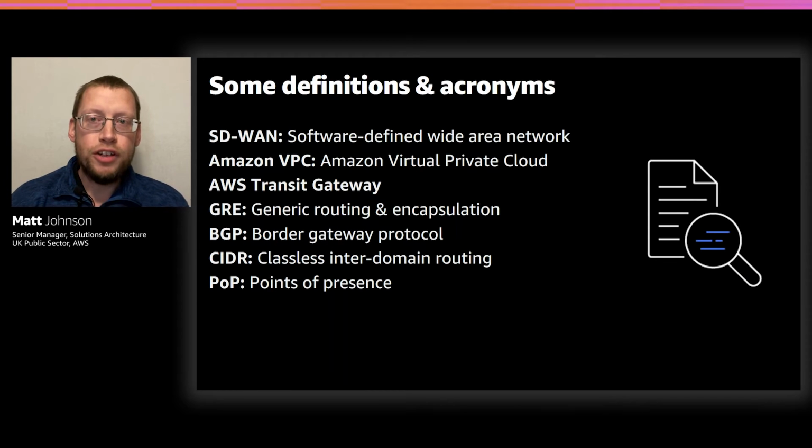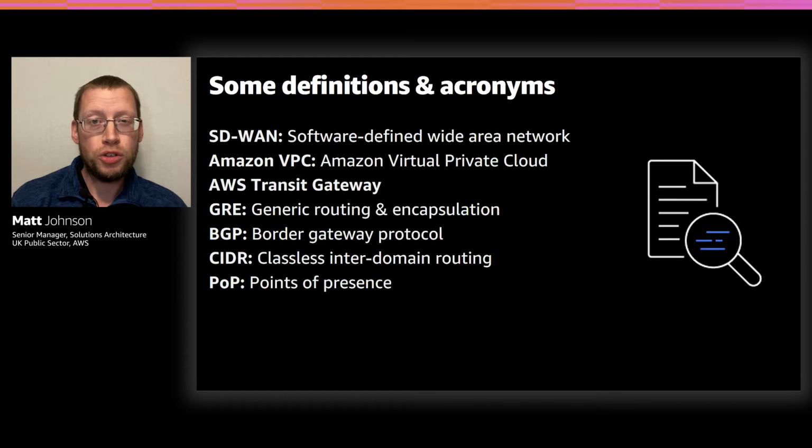Before we start, some definitions and acronyms we'd like to use throughout the session. So SD-WAN, software-defined wide area network. This is the idea that you can connect a wide area and a local area network using code rather than physical appliances. Amazon VPC, Amazon Virtual Private Cloud. This is a way of carving out a segment of the AWS network for your use. AWS Transit Gateway is our cloud scale router that we introduced a couple of years ago and will be a part of this service. GRE stands for Generic Routing and Encapsulation. This is a protocol that allows us to establish a tunnel between 2 points and to exchange traffic across it.